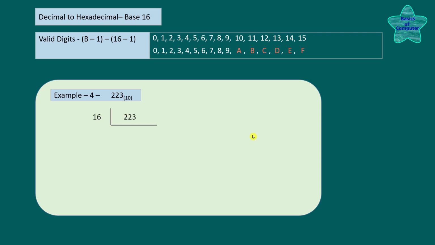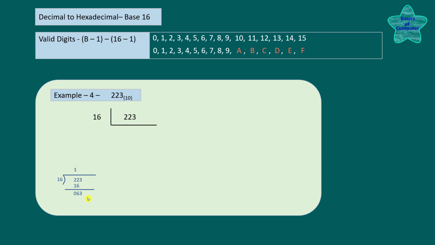Let us try to solve. We want to divide 223 by 16. Let us do this with the classical division method. 223 divided by 16. So the first two digits are 22. 16 ones are 16. So if we do 22 minus 16, we get 6 here. Get the next digit 3 down, 63. 16 fours will be 64.